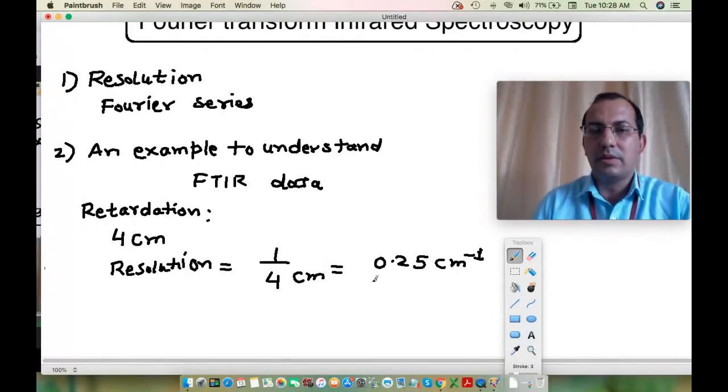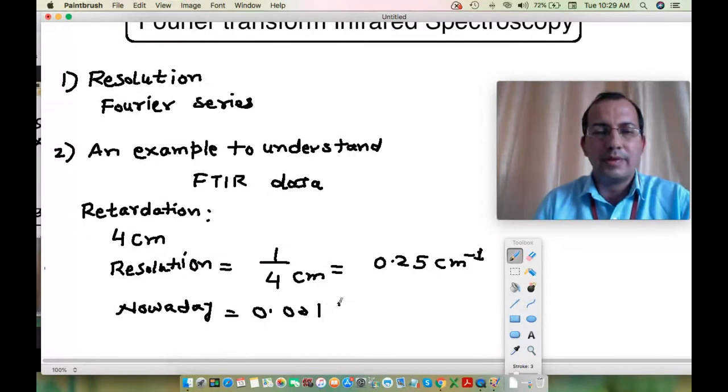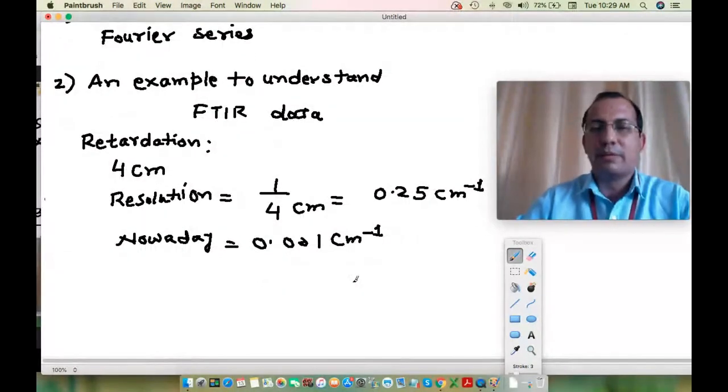But this is quite a rough resolution which we are talking about. Nowadays you can go to 0.001 centimeter inverse.